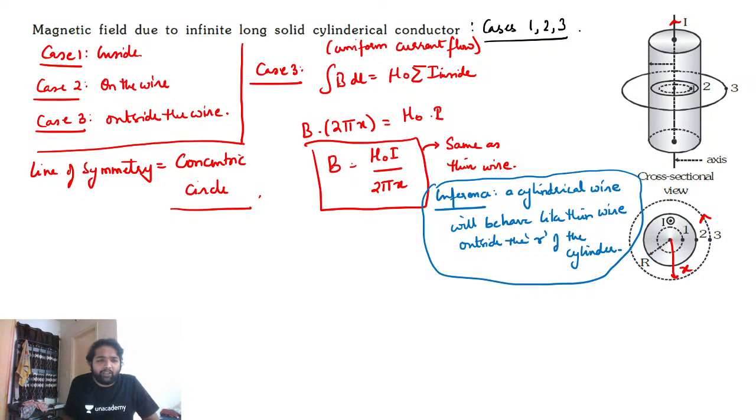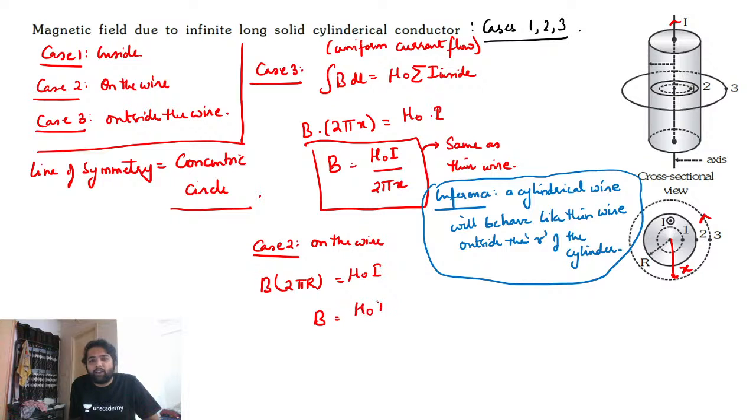And case 2 is on the wire. एकदम on the wire क्या हो रहा है? Case 2 on the wire also the same thing is happening. But one thing we know, the radius will be minimum. So given the radius of the wire is, let's take capital R. On the wire, B into 2 pi R will be equal to mu naught into I, because even now the same current is flowing. So B at the junction will be equal to mu naught I by 2 pi R. So this is the case 2.